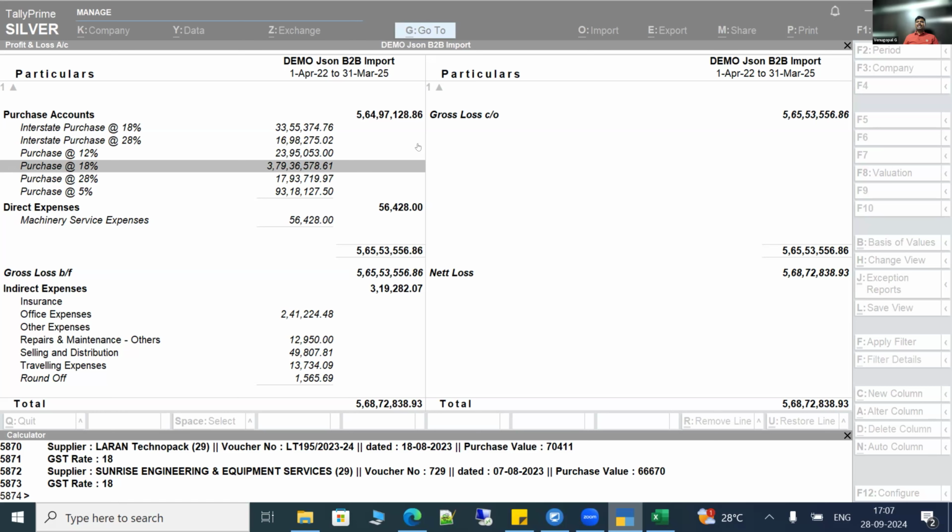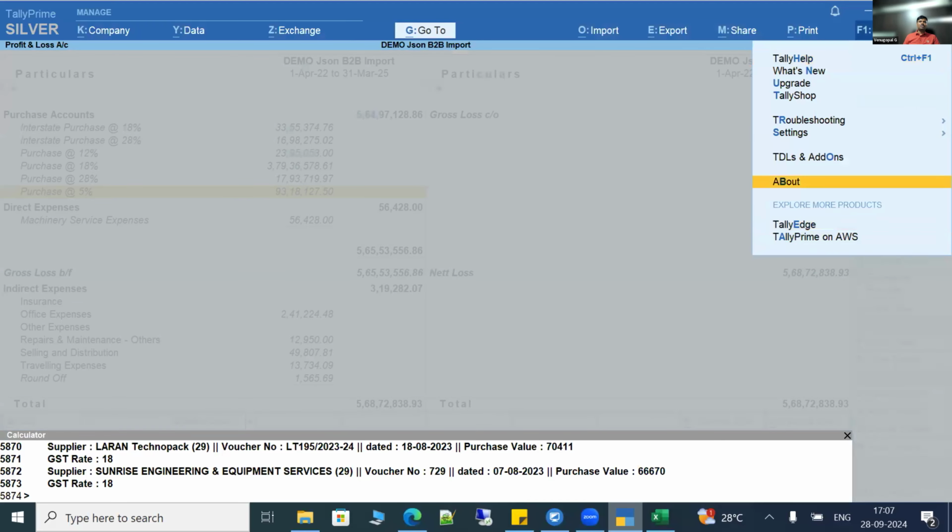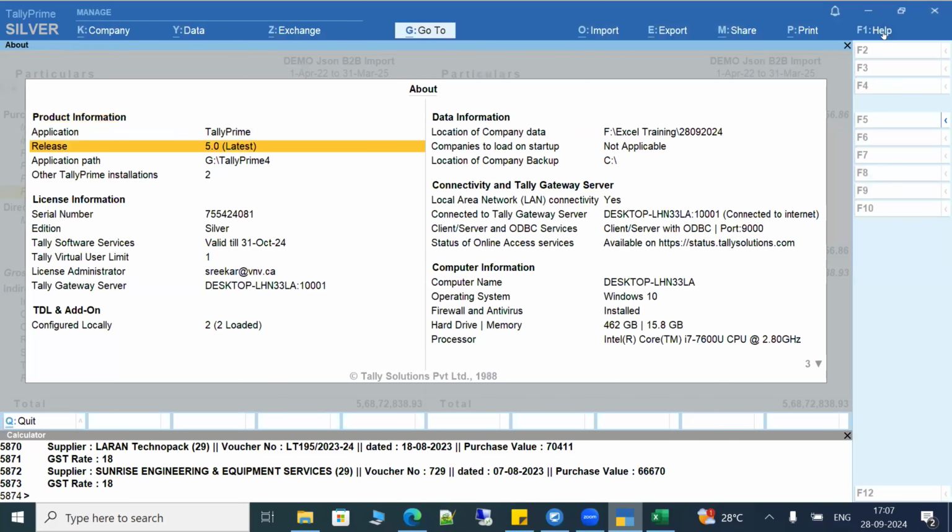Is it possible in Tally Prime 5.0? I think you are seeing Tally Prime 5.0. Yes. Already we are showing the demo in 5.0 only. And it is not just 5.0. It will be applicable in Tally ERP 9 also. With a little tweaking, it's possible there also. Yes, it will work for Tally ERP 9 also.